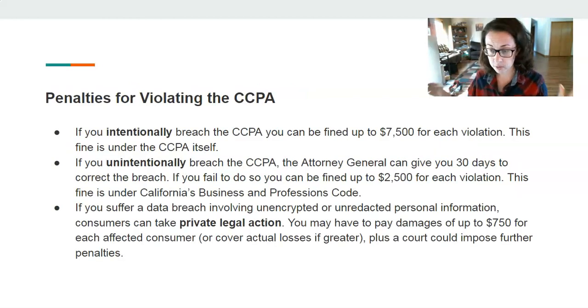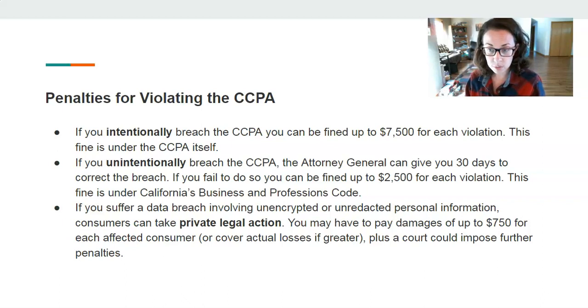So what are the penalties? You say, okay, I think this may apply to me, but I don't necessarily care. Maybe it'll cost more money for me to get CCPA compliant than it would be to suffer a fine. So if you intentionally breach the CCPA, they could fine you up to $7,500 for each violation. And if you do it by accident, most likely you'll be given 30 days to correct the breach, which is kind of nice.